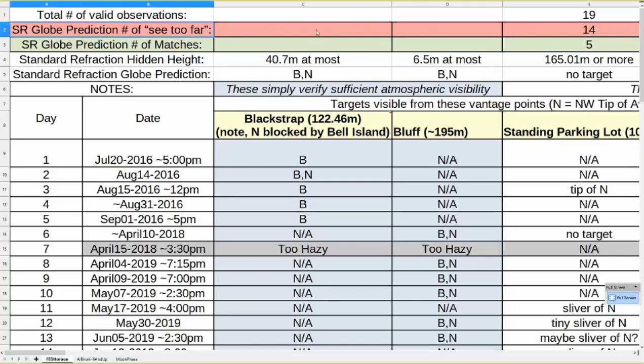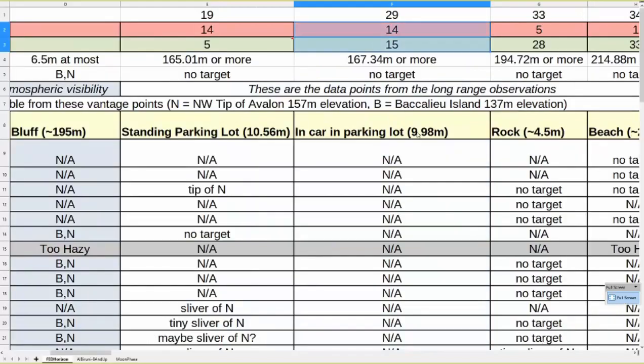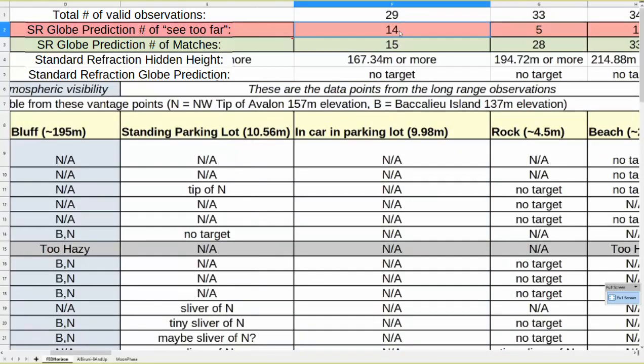And the end result of that, I just compiled all the data together, and in the red row, this is the number of times that the observation did not match the prediction of the globe with standard refraction. And the green row is the number of observations that did match the globe with standard refraction. We have more data points from this elevation, which is basically the same as this one, so we'll just start here. So from the car in the parking lot, half the time we matched the prediction and half the time we didn't. And the hidden height is about the height of the target, so that makes sense.